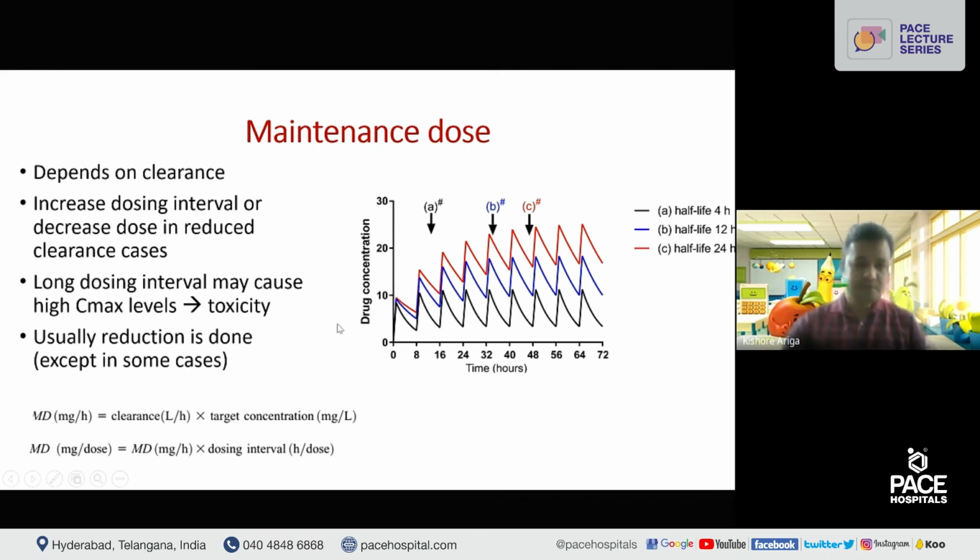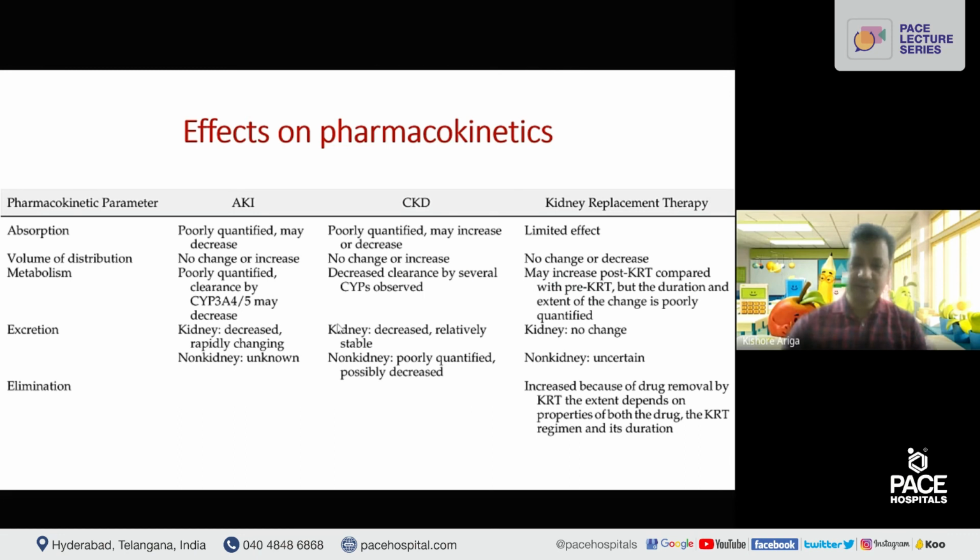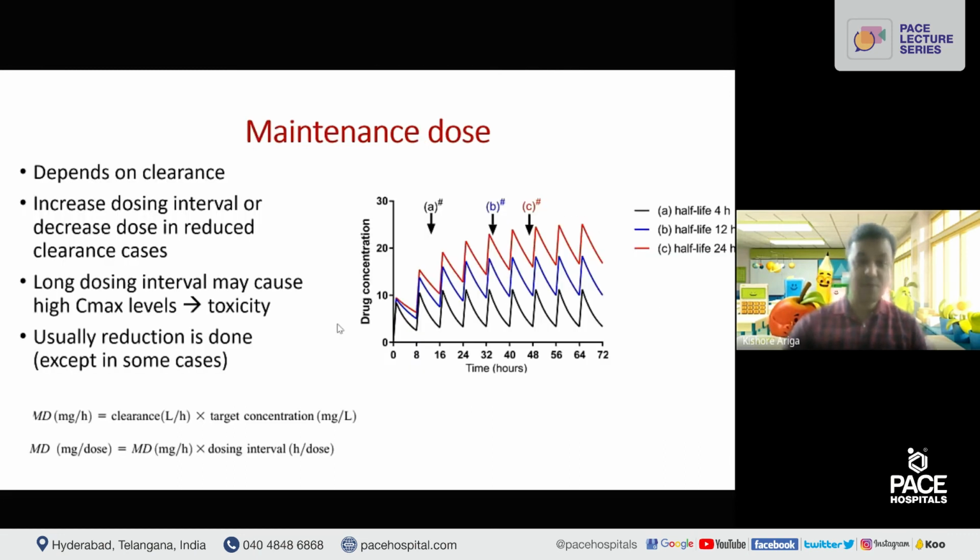So what we usually do is decrease the dose of the drug and give it at the same interval, or sometimes we keep the same dose of the drug and give it at an increased time interval. That depends on the pharmacodynamics of the drug, which I'll be telling.